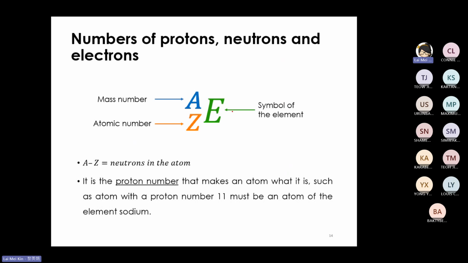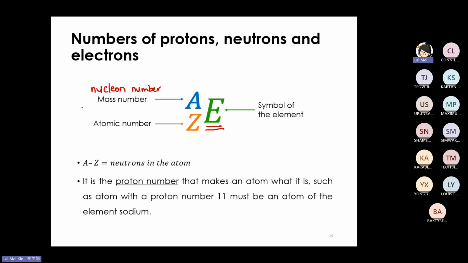Okay, so let's say I want to write the symbol of an element. This is my element. I put the symbol, and this represents mass number. Again, what is mass number? Another name? Nucleon number.